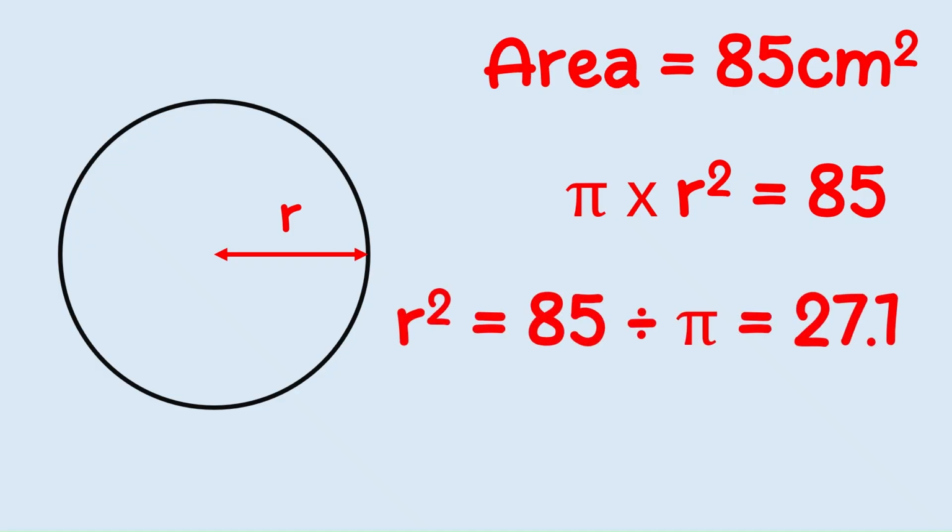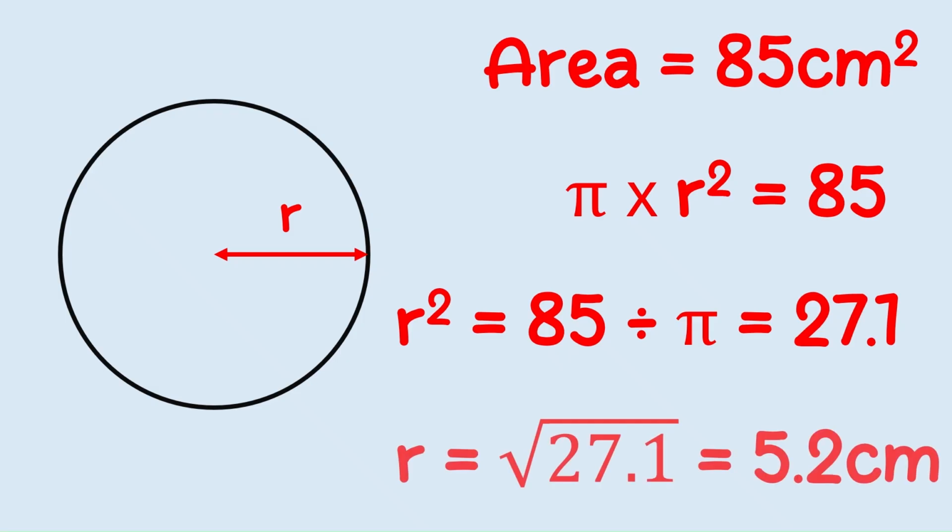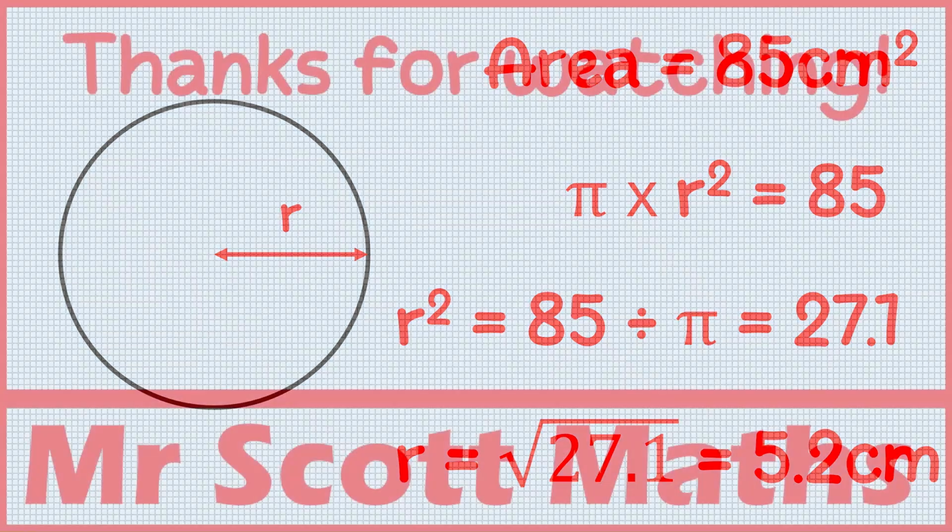So r squared is equal to 85 divided by pi, which when rounded to one decimal place will give us 27.1. So to find r, we are going to square root our 27.1, and then to one decimal place, we get 5.2 centimeters. So the radius of our circle is 5.2 centimeters.